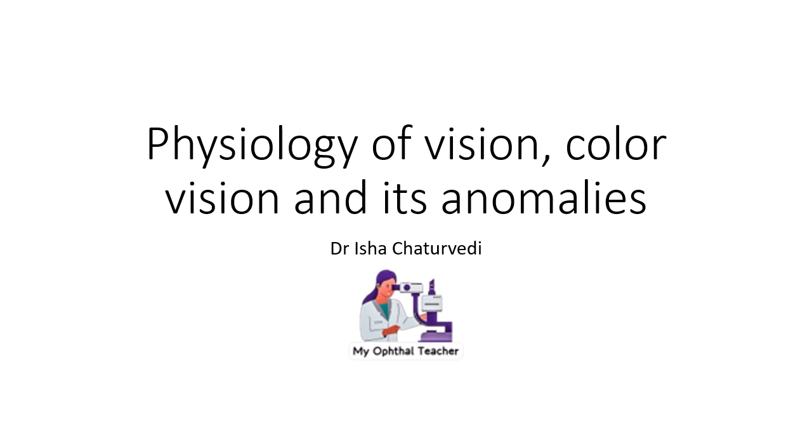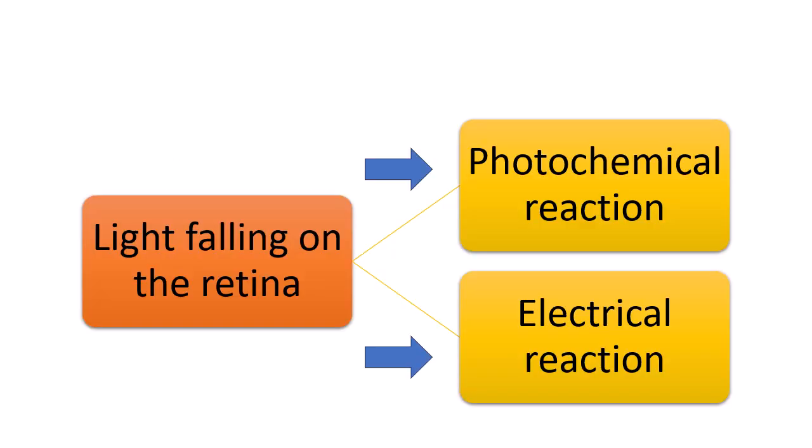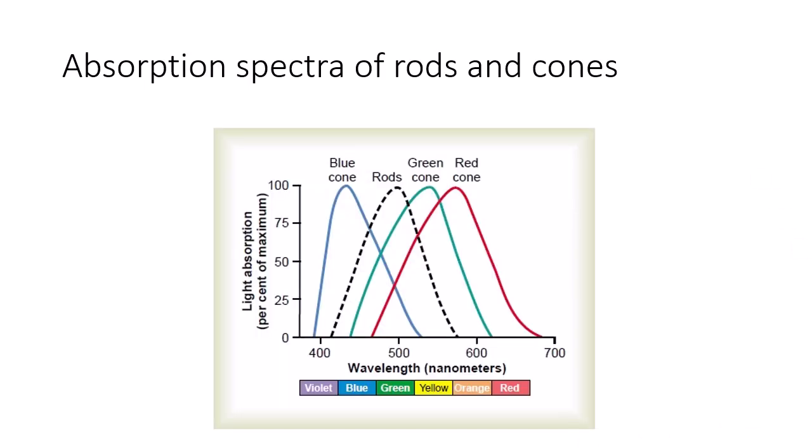Today we're going to talk about physiology of vision, color vision, and its anomalies. So, whenever there is light falling on the retina, there are two things happening: a photochemical reaction and an electrical reaction. This is what enables us to actually see.